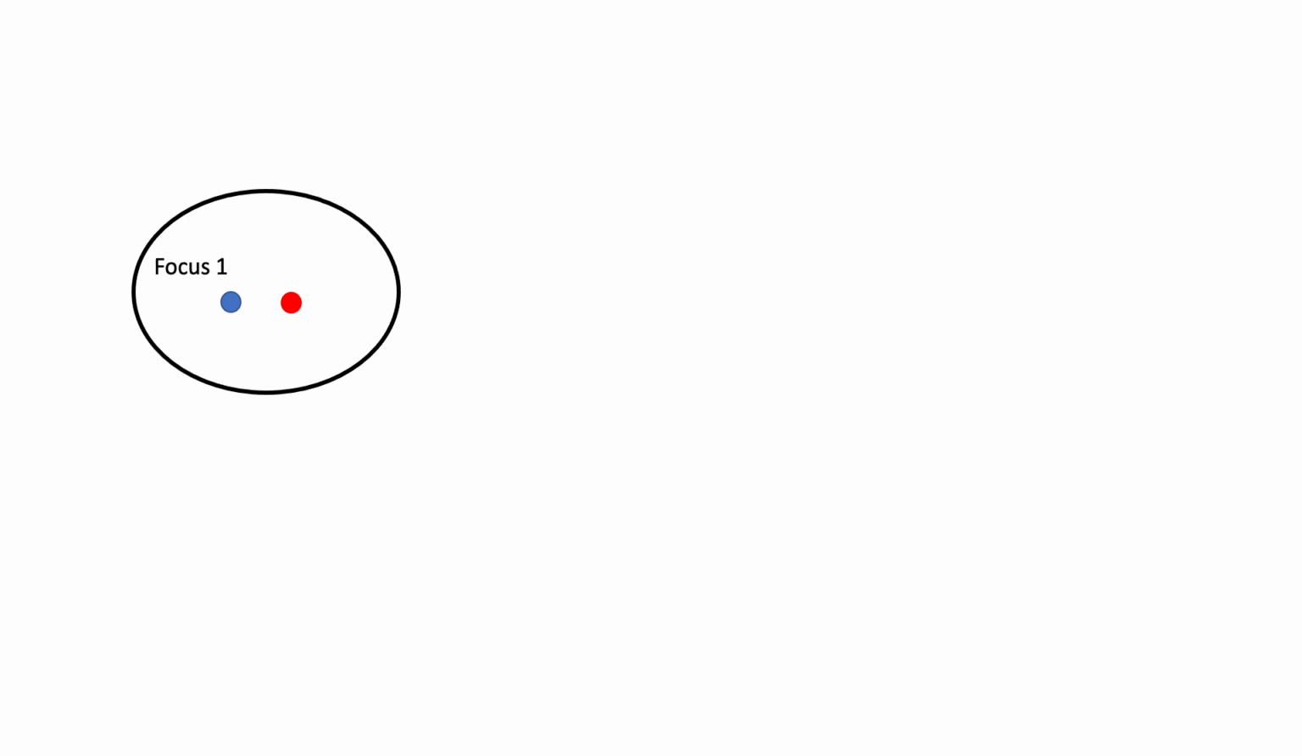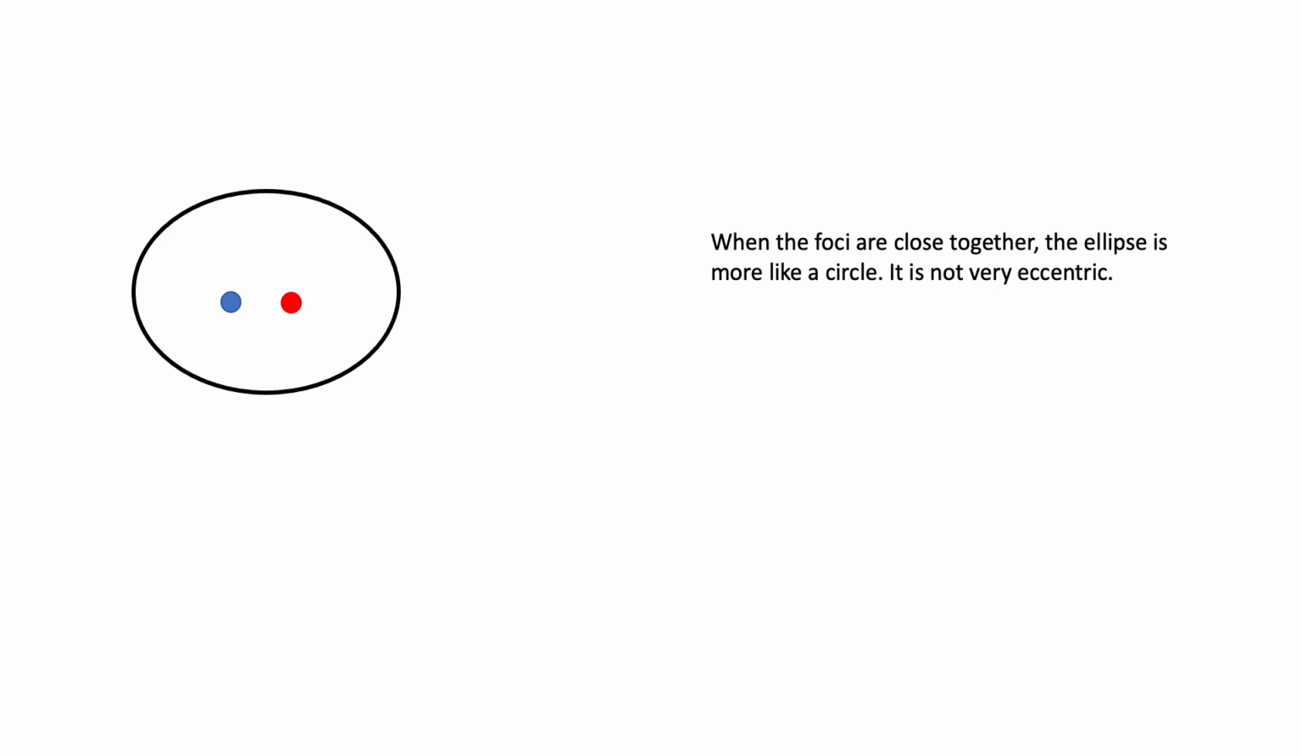This is called focus 1 and this is called focus 2. When the two foci are close together, the ellipse is more like a circle. Remember, it's a perfect circle if they're on top of each other. But when they're stretched a little bit, it's not very eccentric.